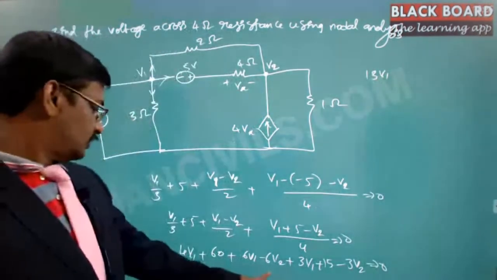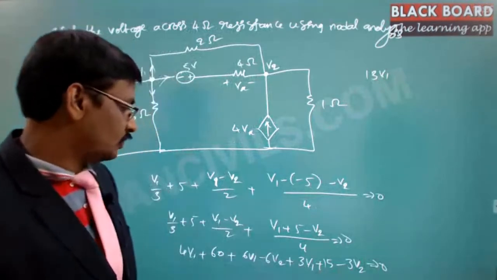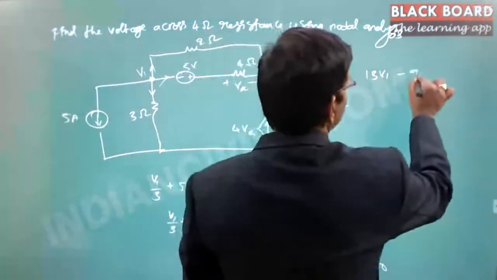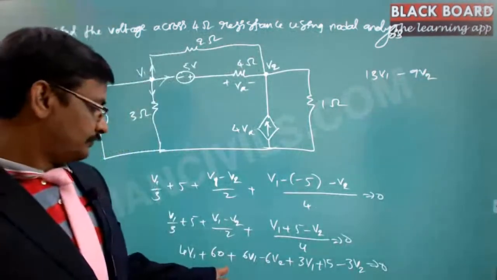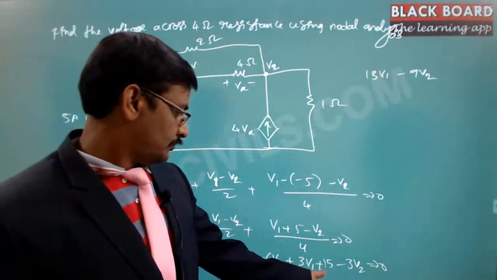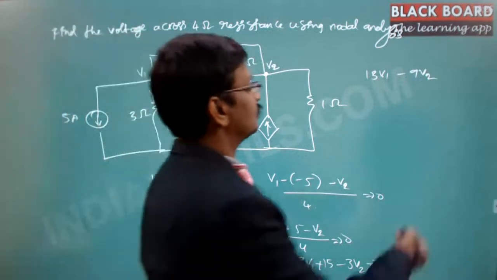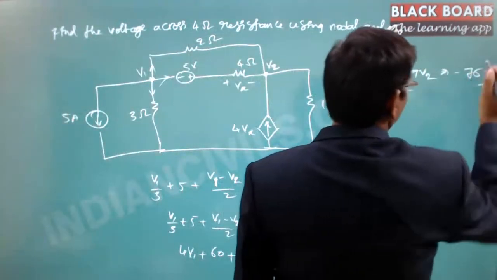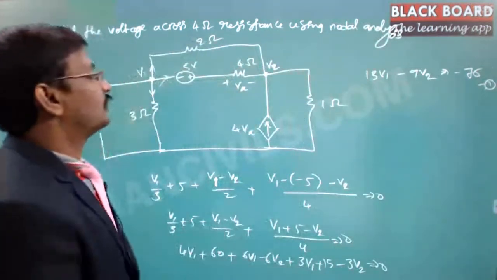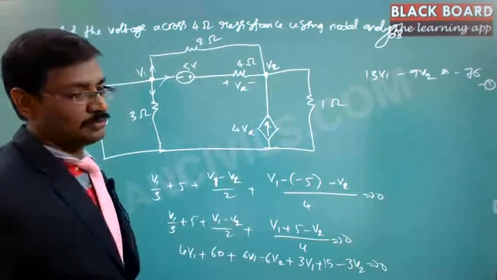and then minus 6V2 and minus 3V2. So this is minus 9V2 and plus 60 plus 15. So 75. So this is minus 75. This is equation number 1. Right? And for the second equation, you can write the nodal equation at this particular point.